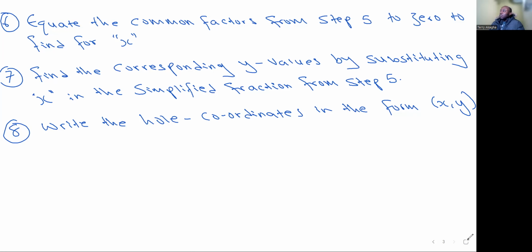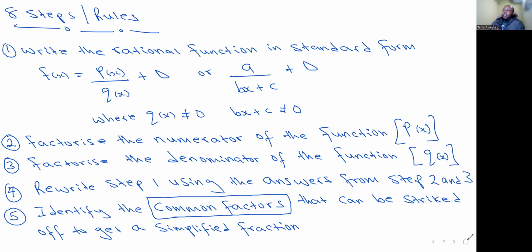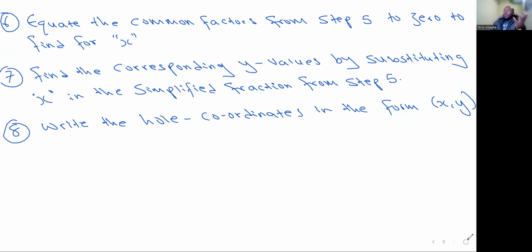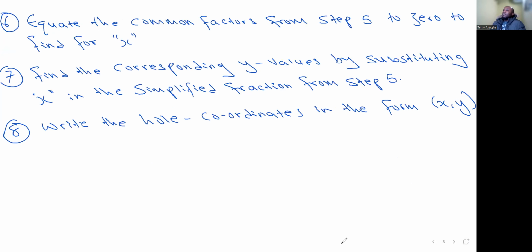So the first thing you have to do, you write it as a rational function in the standard form. You factorize the numerator, you factorize the denominator, you rewrite the standard form using the factorized format. You identify common factors and therefore you simplify. The common factor you've got from step 5, you equate it to 0 to find x. Then you find the corresponding value of y, and you write down the hole in coordinate form. Okay, and that is that.